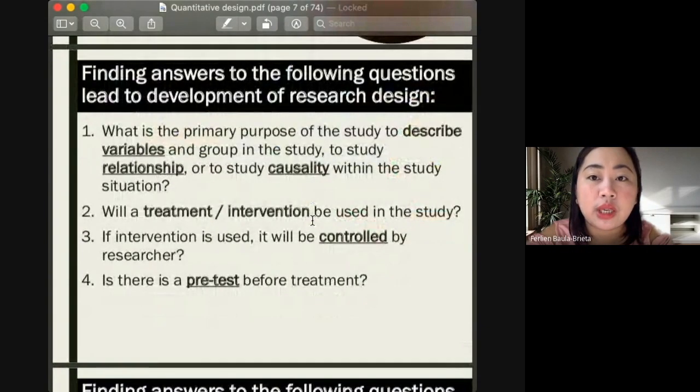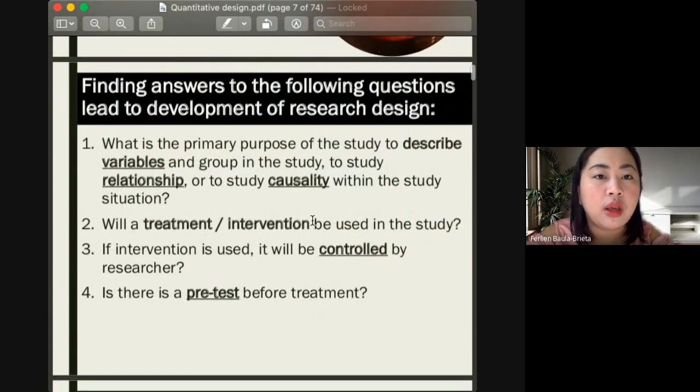These questions here are projected on your screen to help you identify the best research design fitted to your chosen research topic. So we have here the first question. What is the primary purpose of the study: to describe variables in the group in the study, to study relationship, or to study causality within the study situation? So you have to know, are you going to describe, are you going to study relationship, or are you going to study causality?